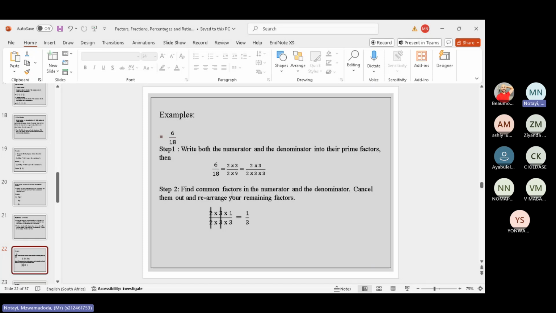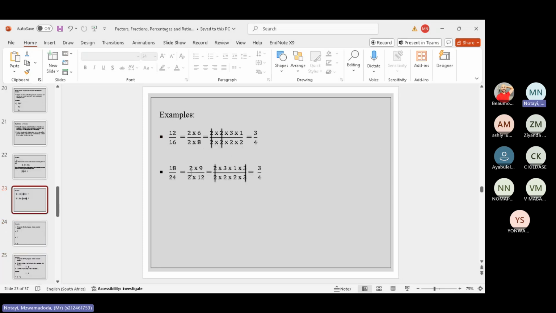Okay, so we find the common factors in the numerator and the denominator. We cancel them out and rearrange the remaining factors. So we have 2 at the top and 2 at the bottom, those will cancel each other. We have 3 on top, then we have another 3 at the bottom, so those will cancel each other. And then what is left is 1 divided by 3. So that means we have simplified the fraction. It remains the same value, but we have written it in its simplest form.